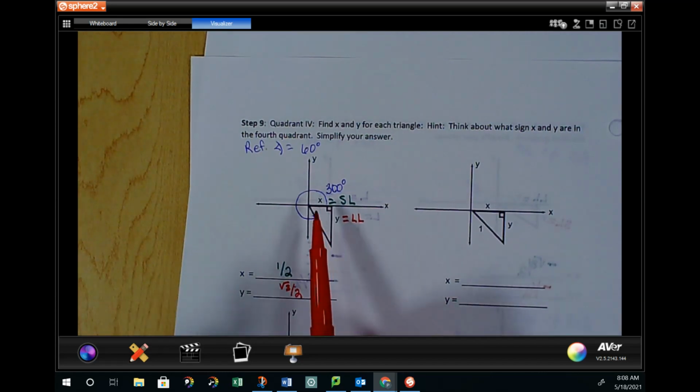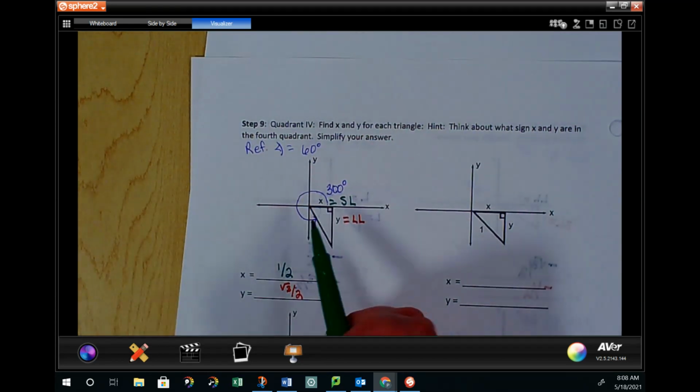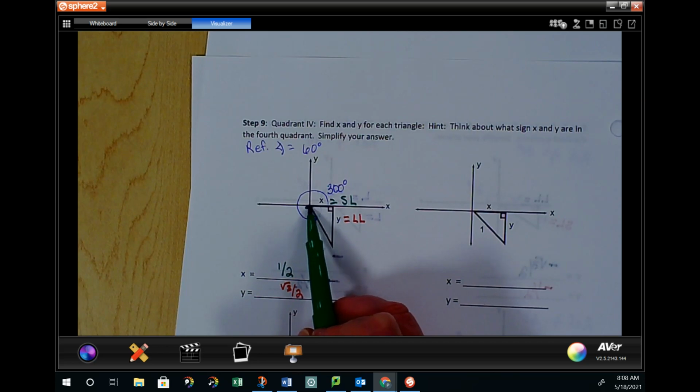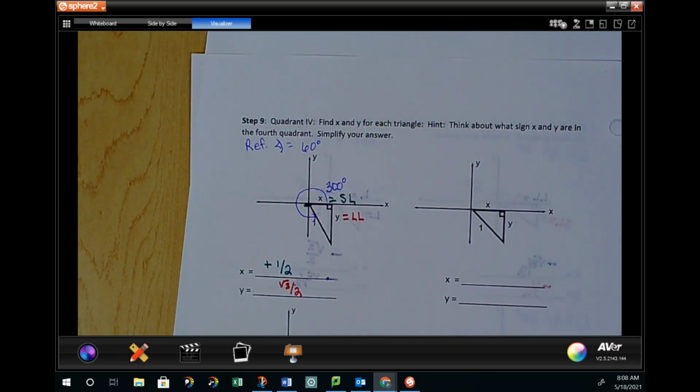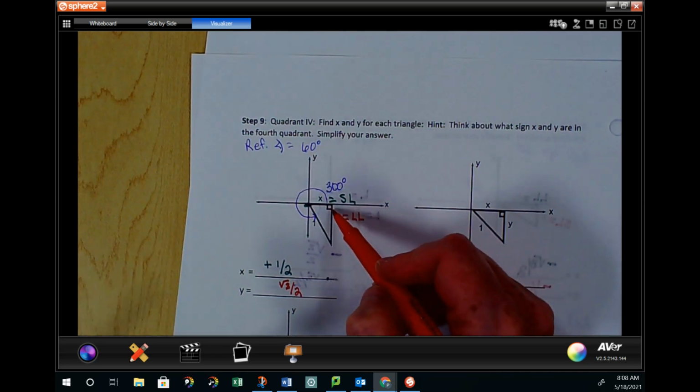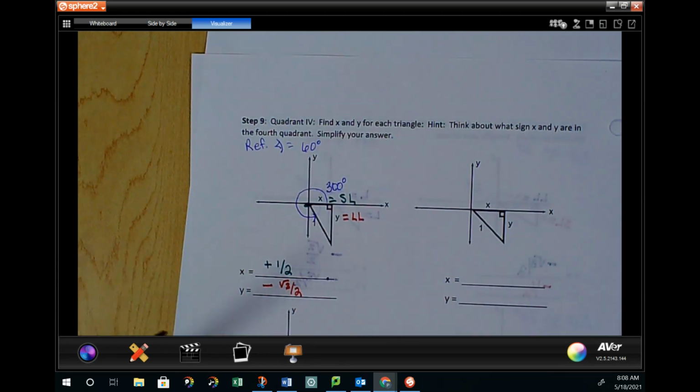So now I look to see if it's going to be positive or negative. I'm moving to the right, so that's going to be positive 1/2. And now when I look, I'm moving down, so that's going to be negative square root of 3 over 2.